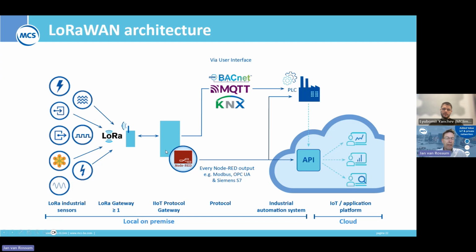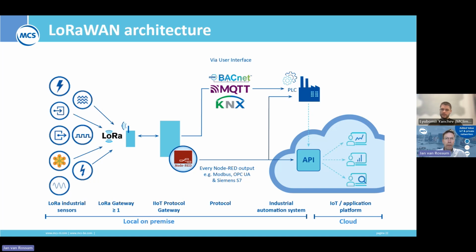It can push the data directly to the cloud, but it can also collect the data locally on an IoT protocol gateway. And this gateway is then connected to your building management system. So there are already default protocols here like BACnet, MQTT, and KNX. They are already included and can easily be implemented by just configuring the web interface.